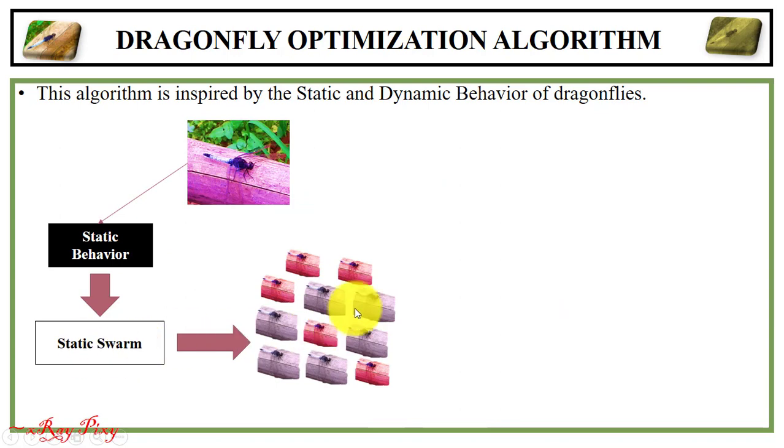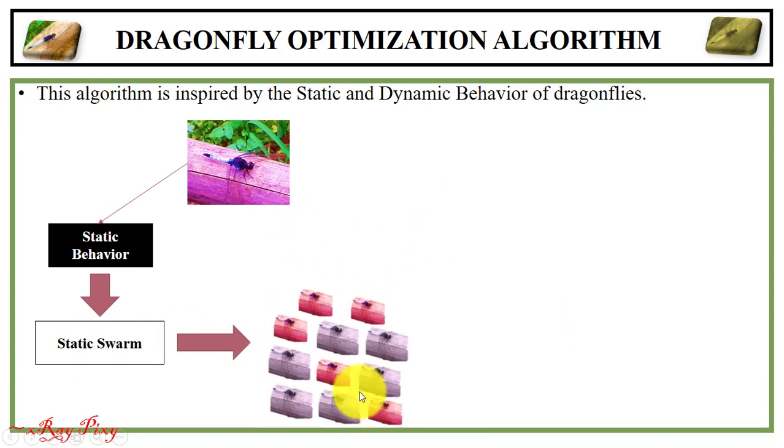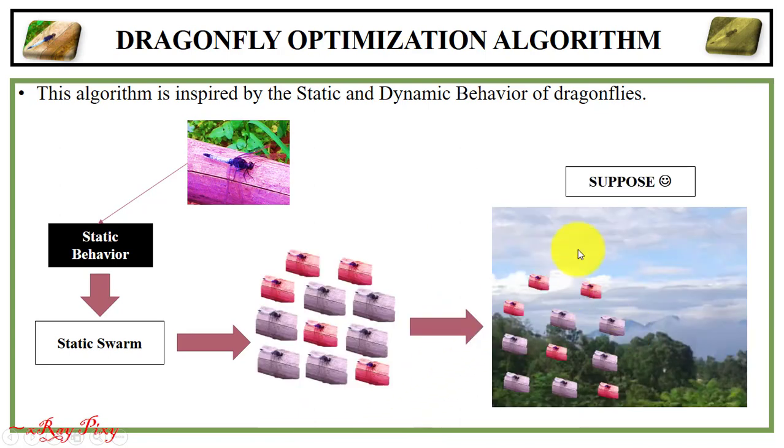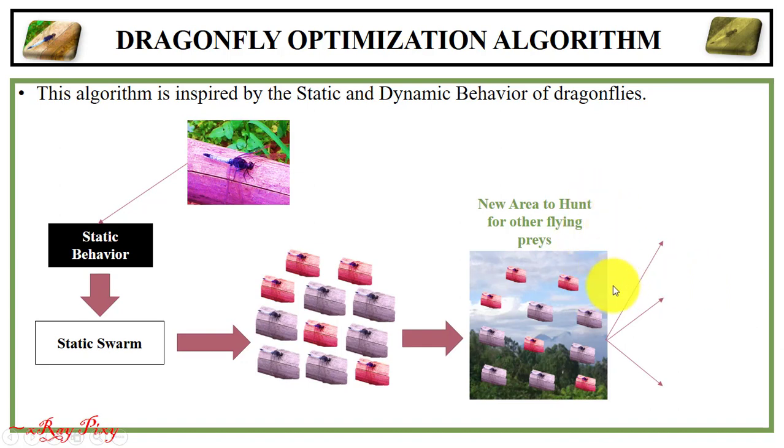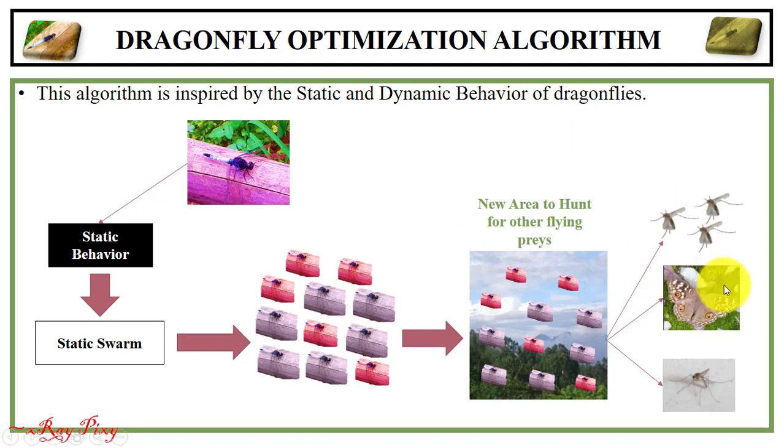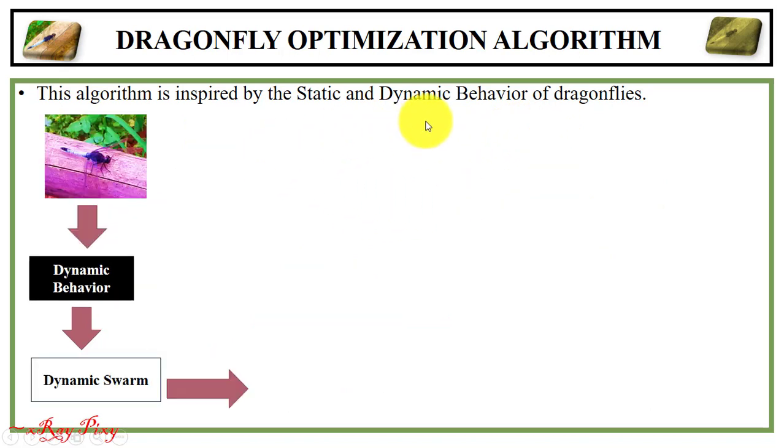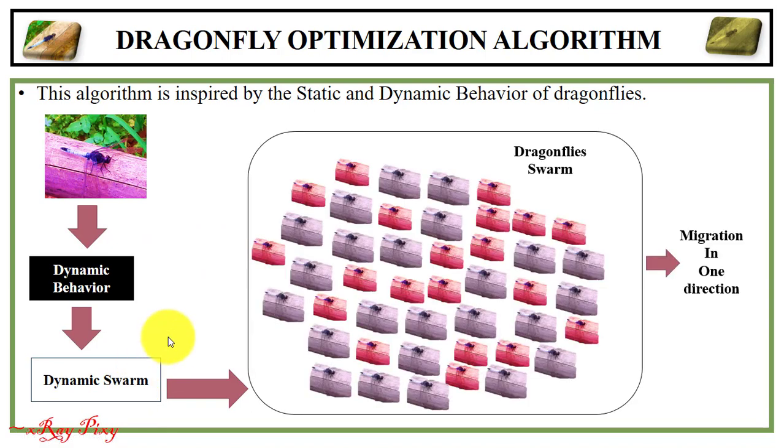So you can see here, in the static behavior we have static swarm, and in static swarm dragonflies make a small group and they will fly over a small area, and in this new area they will hunt for the other flying prey like mosquito, butterflies and other small insects. So this is the static behavior for the dragonflies, and here this one is for the dynamic behavior of dragonflies. Here in this behavior we have a dynamic swarm, and in dynamic swarm dragonflies make a large swarm of dragonflies for migrating in one direction over a long distance.